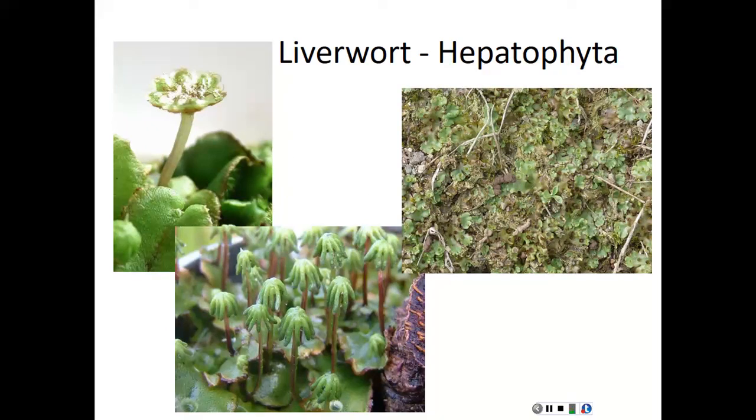Okay, phylum Hepatophyta, the liverworts, the lovely, lovely liverworts. We looked at what's called a thalloid liverwort in this lab, and particularly its genus was Marchantia. In this genus, Marchantia, we have dioecious gametophytes. This leafy part is the gametophyte, what we call the thallus.